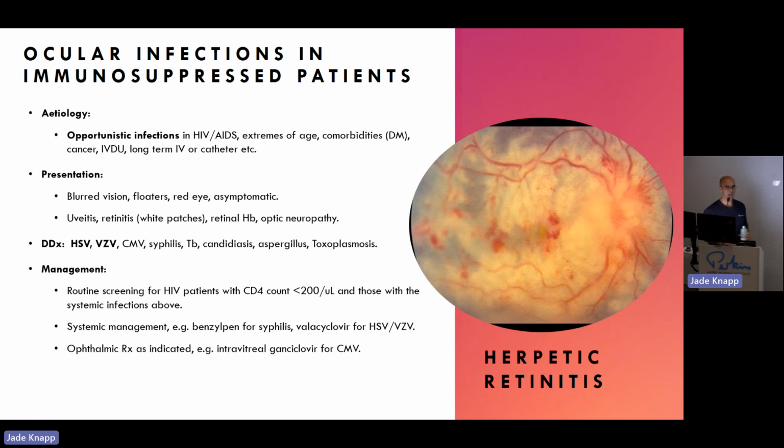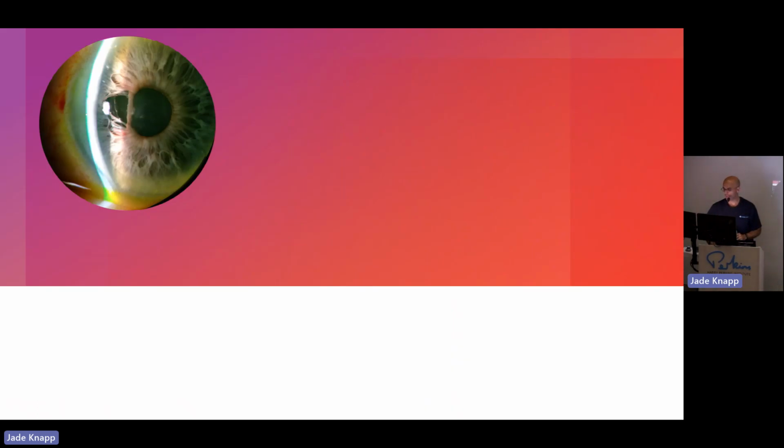But there's other agents, foscarnet, that we can use as well. This is all urgent referral. The prognosis is very variable. This can be blinding, or people can dodge a bullet, depending, like with everything in medicine, on how early it's caught. The earlier, the better. Okay, so they're your opportunistic infections.